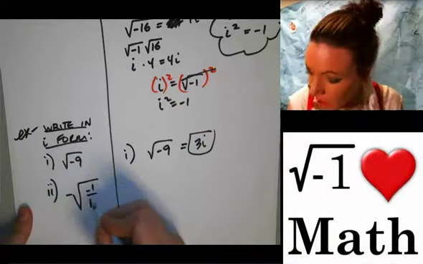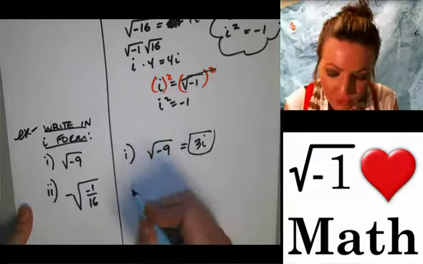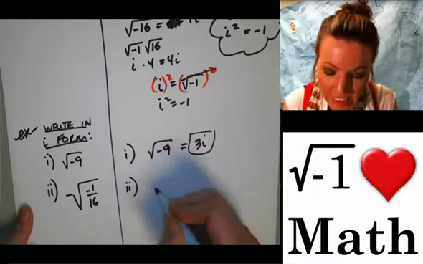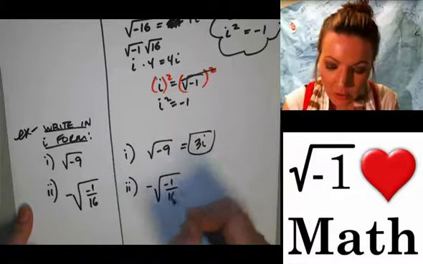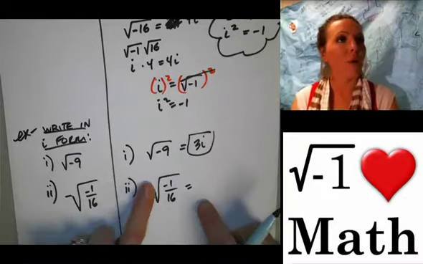Okay, negative square root of -1/16. All right, so here we go. You can basically ignore that negative that's outside of the thing.